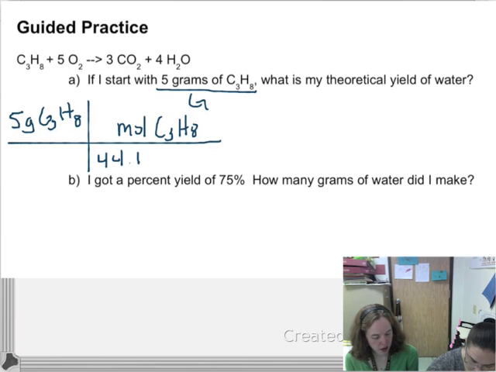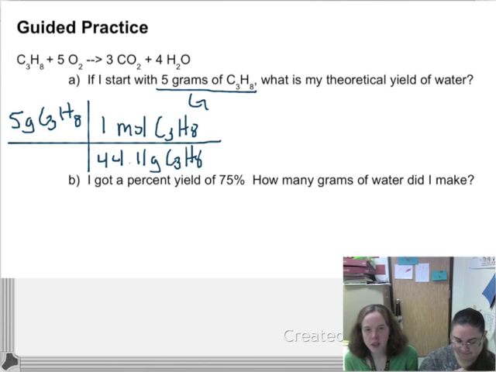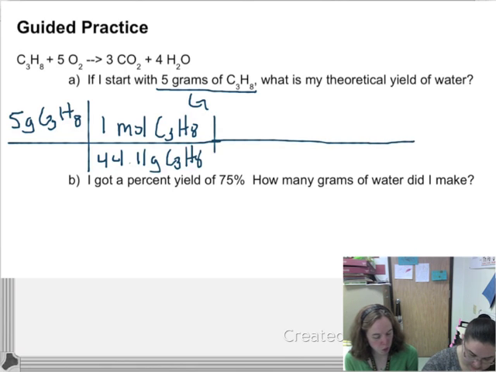44.11 grams of C3H8, and that goes on the bottom, with 1 mole, because that's the definition of molar mass. All right, so now we've gotten to moles. We want to get to moles of C3H8 and then moles of water.